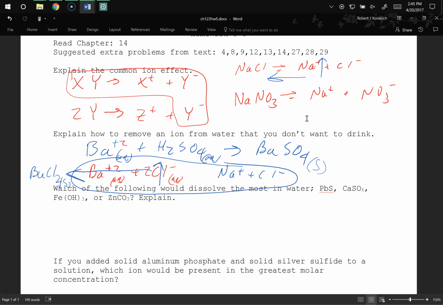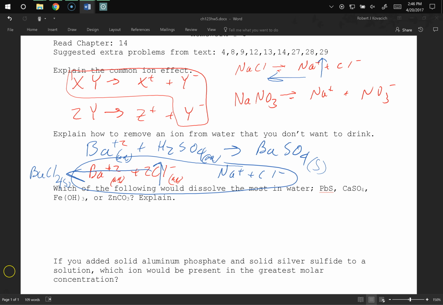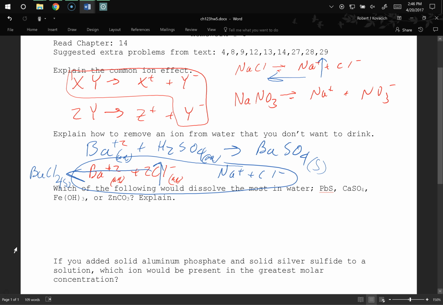I've got two substances, sodium chloride and sodium nitrate. There's a common ion between them, right? So I can put sodium nitrate in and have sodium chloride do something because I added a common ion to it. Okay. So, we okay? Not okay?